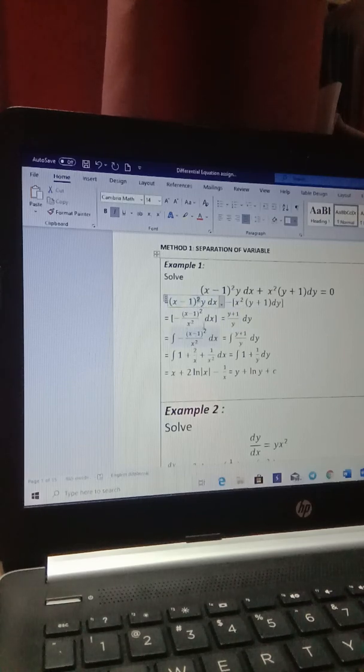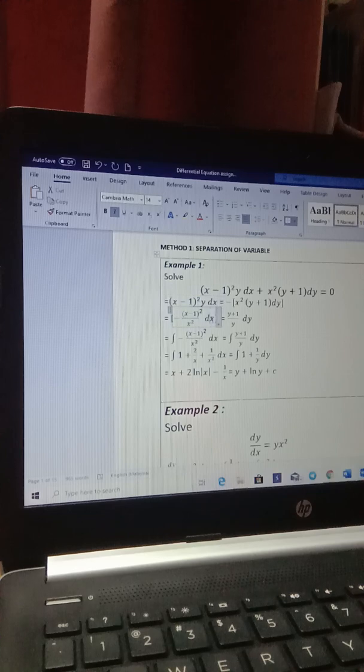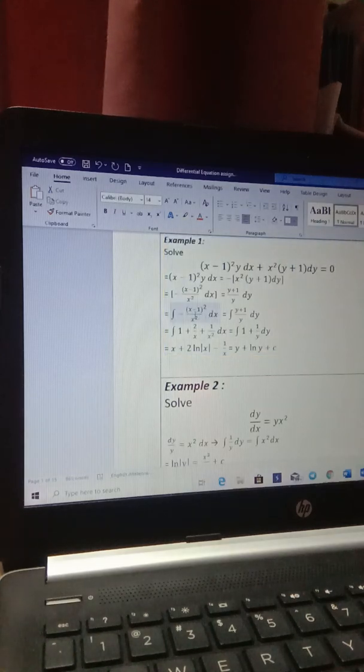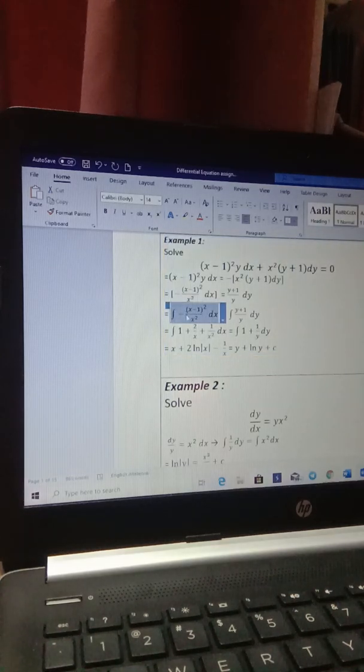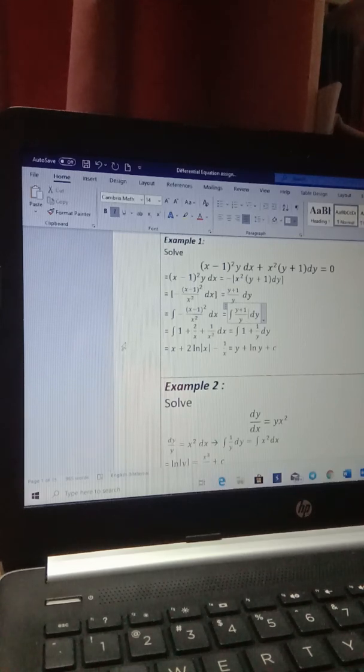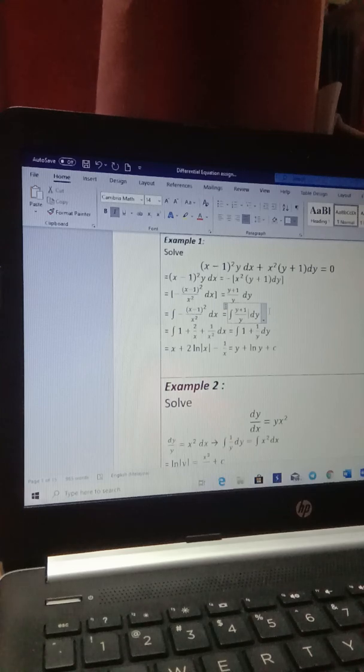Next, as we have dx, so we integrate both sides with respect to x and y, because this is dx and this is dy. So how do we make it easier to integrate? I don't write the simplest form, I just write it to make it simple.